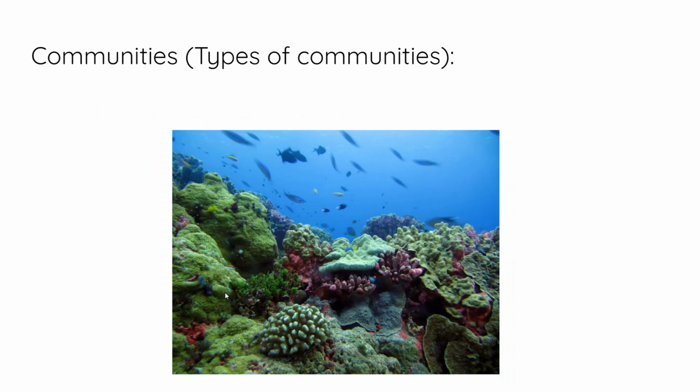Lastly, we have a habitat. A habitat is a place where an organism or a community of organisms lives. And in this case is the sea life. So here we have fishes, we have seaweed, we have the coral reefs, and this is a perfect habitat for sea life and aquatic animals.